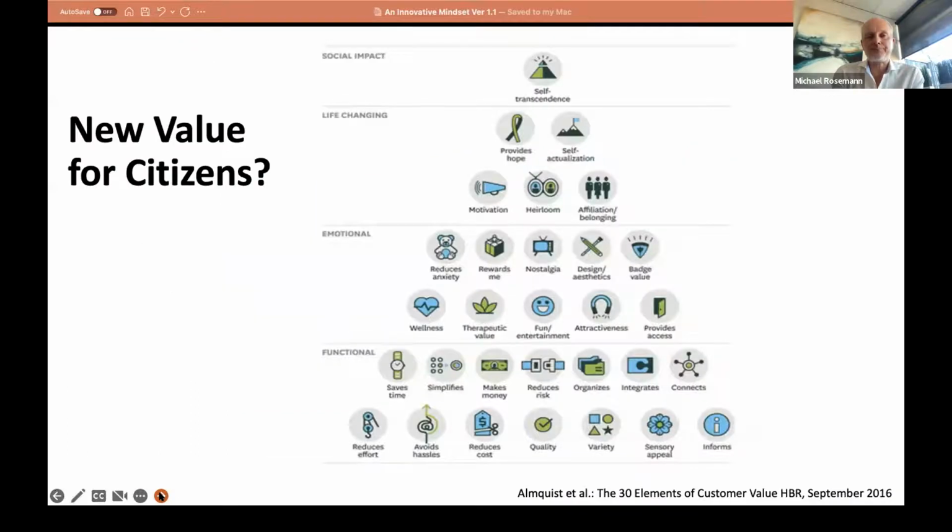Another tool we use is this hierarchy of 30 elements of value. What we do is we take these new value propositions, literally put them on the table, and try to work out what other types of value we could create. Again, the overall question is what's possible and not what is broken, fueled by the confidence that digitalization will allow us, one way or the other, to get there.